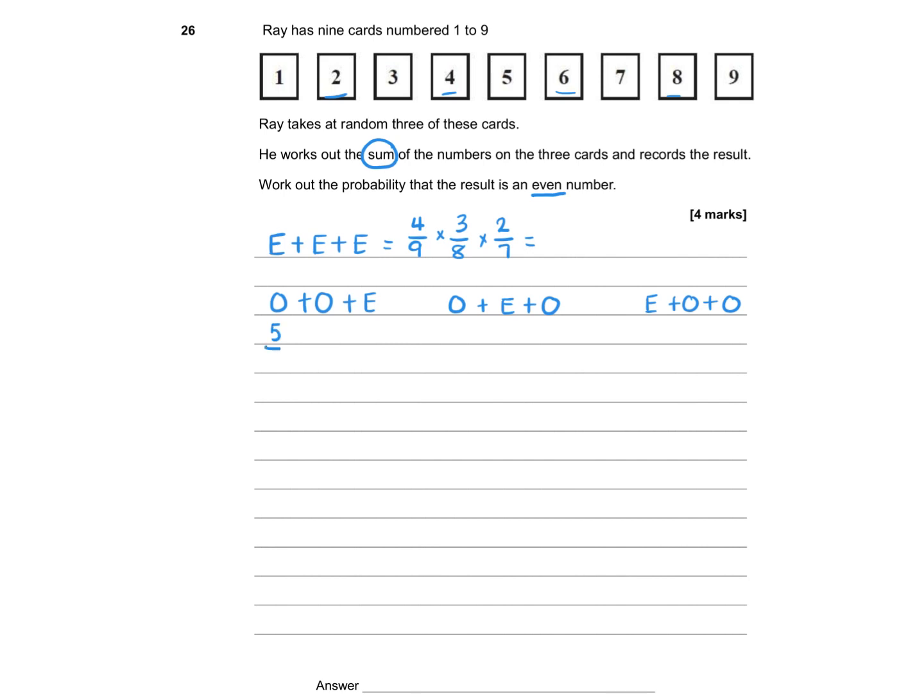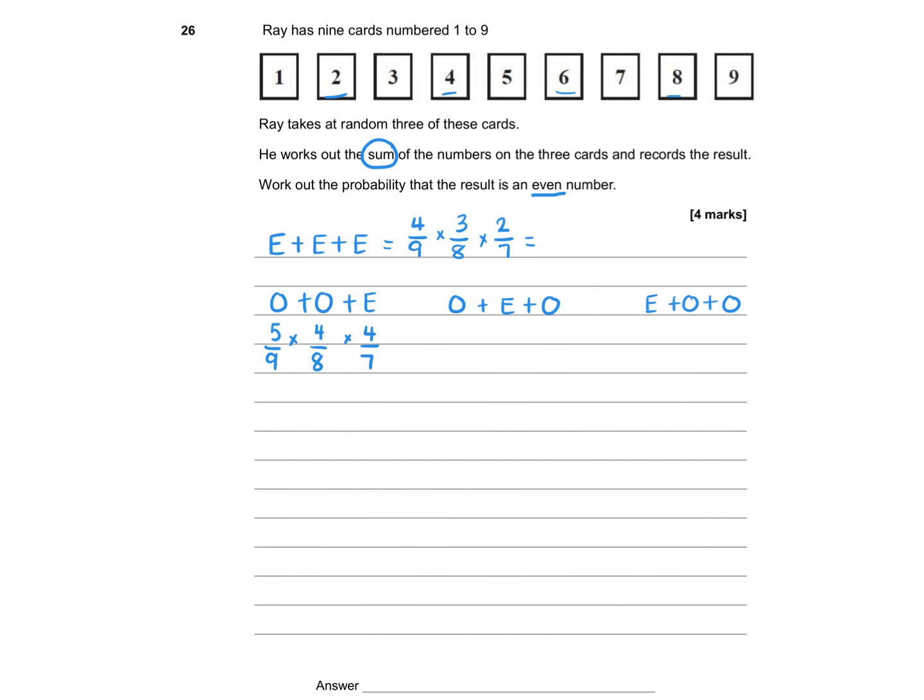So 5 out of 9 times, if we've chosen an odd one, there's only 4 left. And again, there's only 8 cards because we've used one of them. And then if the last card is even, we haven't chosen any even cards. So there's 4 ways we can do that out of 7.